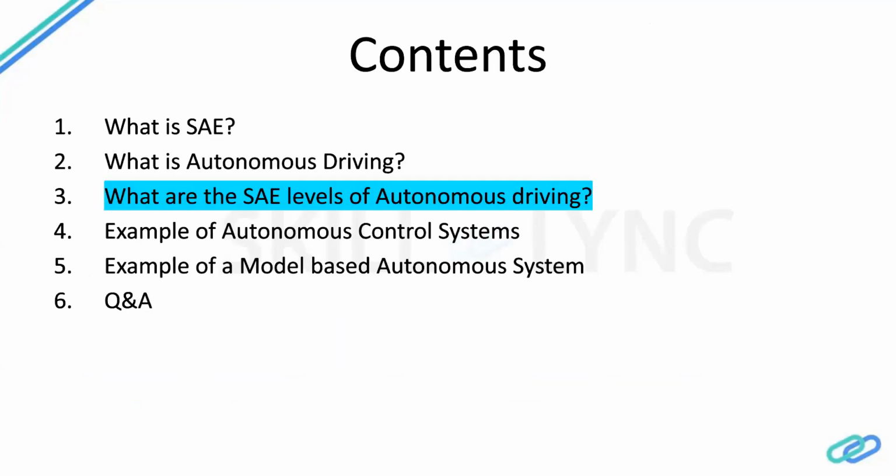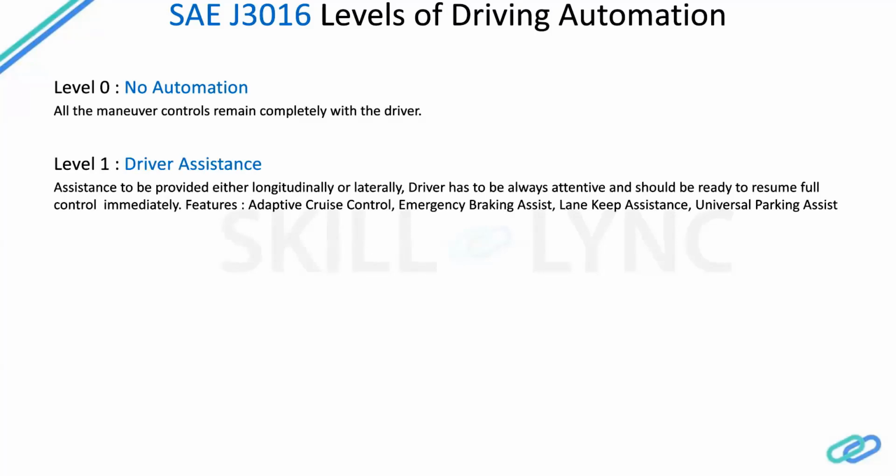Okay, so next I come to what the SAE levels for autonomous driving are. This has been standardized as SAE J3016. Starting with level 0, that means no automation. Most of the vehicles that you see on Indian roads are on level 0, where all the longitudinal movement and the lateral movement has to be taken care of by the driver itself. So no automation there. Next comes level 1, which is known as driver assistance. Here the assistance to the driver will be provided either in the longitudinal direction or in the lateral direction. But the driver has to be always attentive to the situation, that is the environment that is around him.